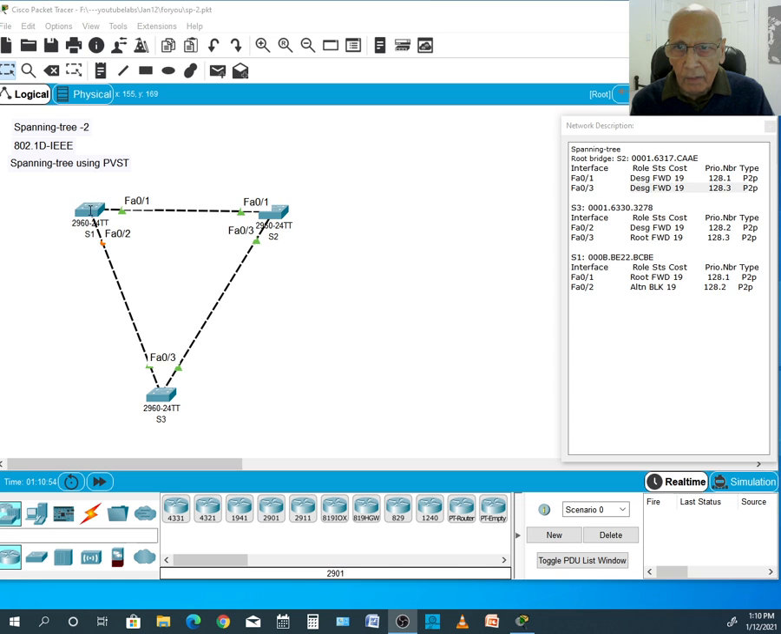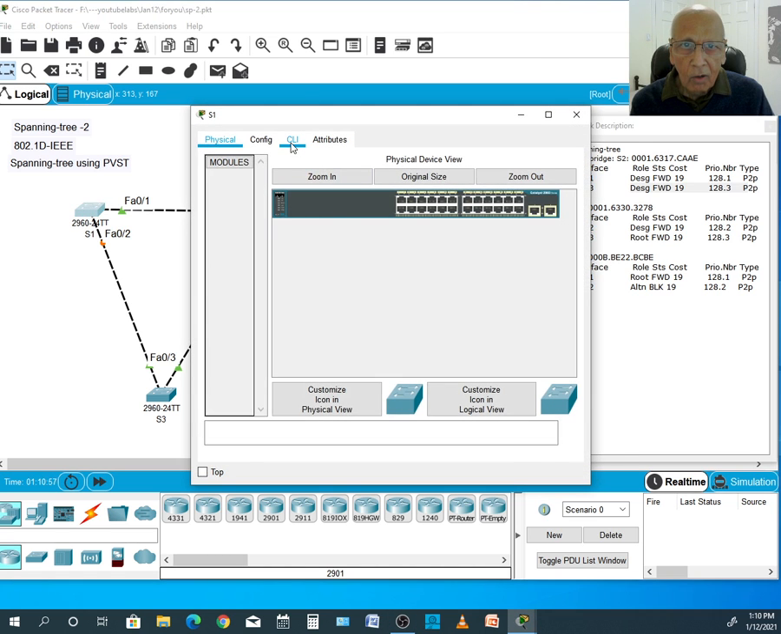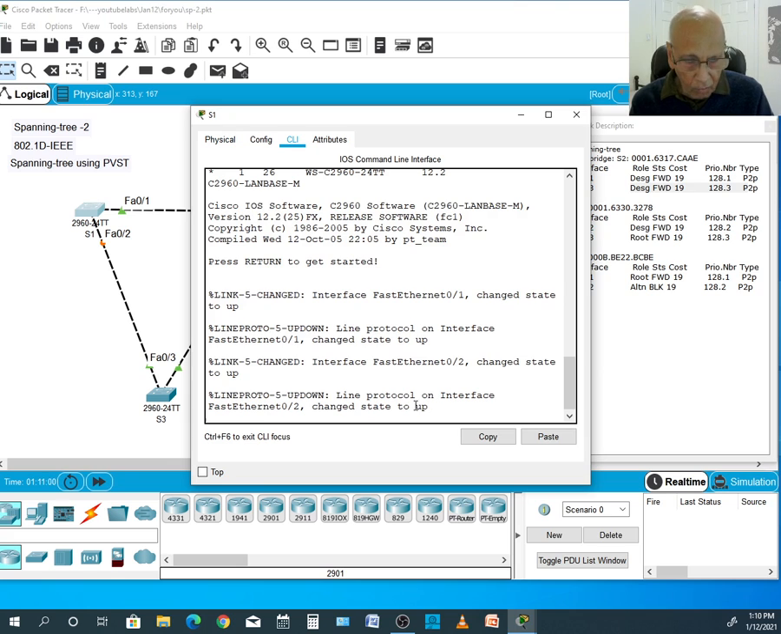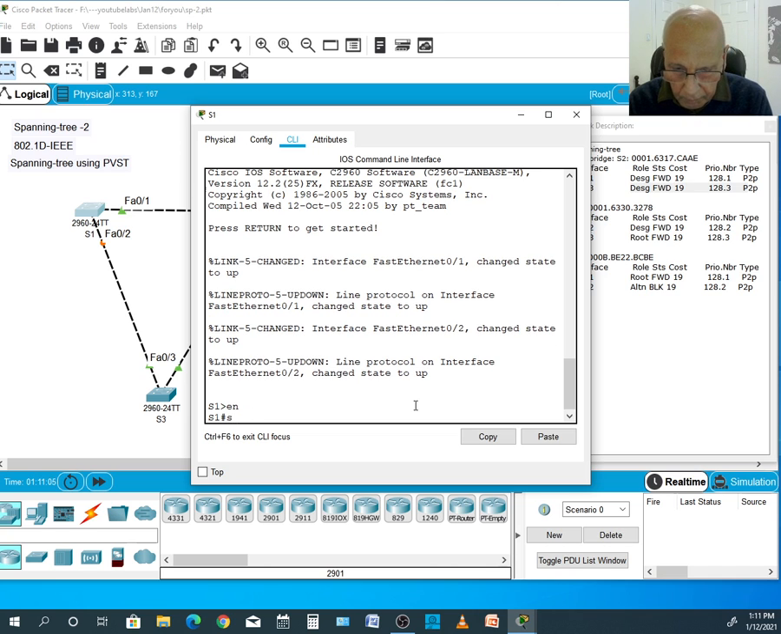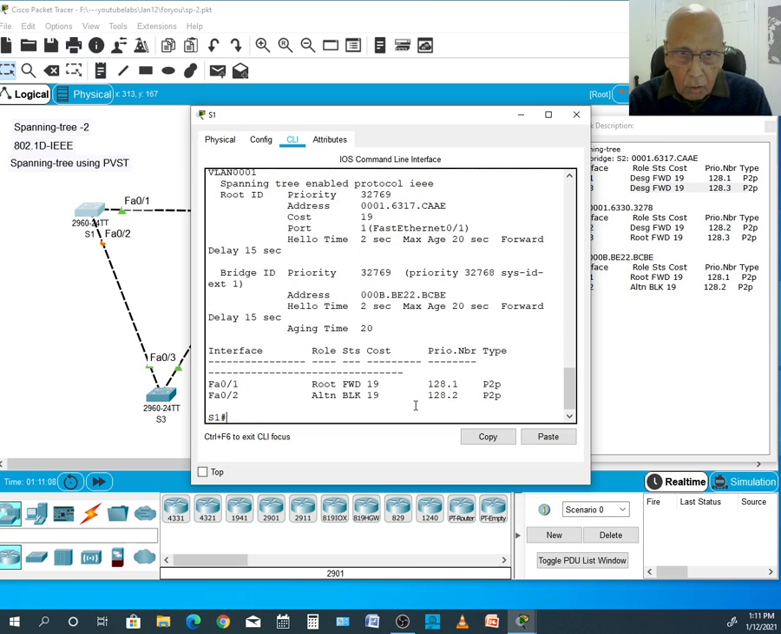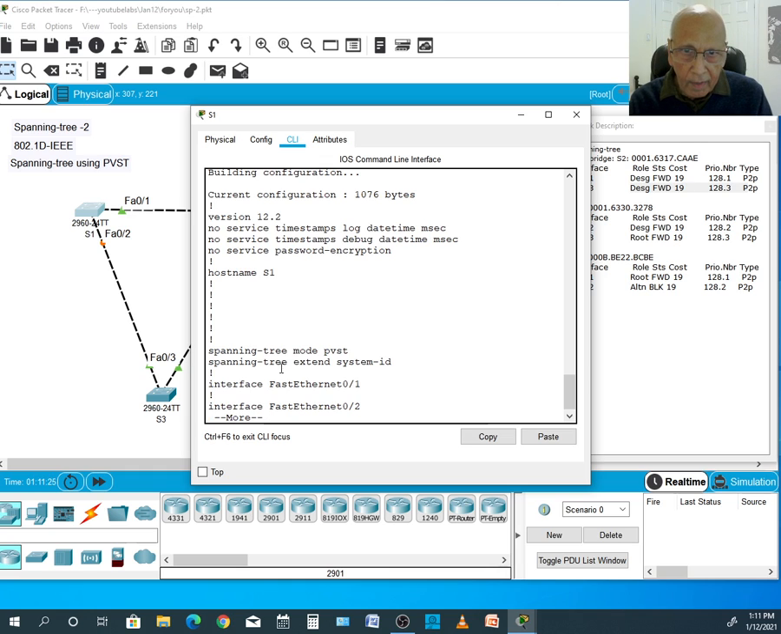Let me show you. For example, I am on this switch. When I expand it and go to the command line and run the command show spanning tree, you can see right at the top the system says spanning tree enabled protocol IEEE. What this IEEE basically means is 802.1D. But when we run the command show run, which means we want to see what is in the RAM, right there the system says spanning tree mode PVST with spanning tree extend system ID. I'll talk about this one.